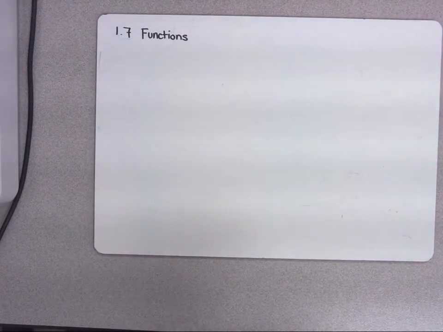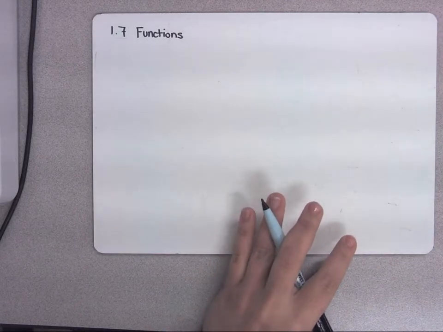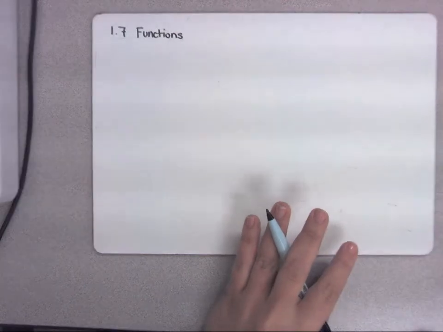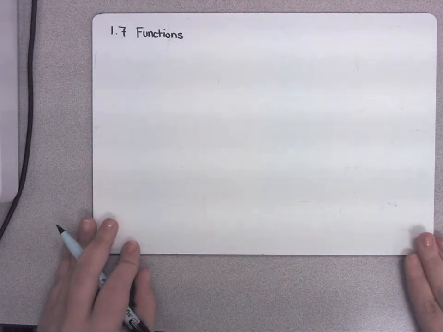Okay, so everything we learned yesterday in 1.6 is going to help us with everything we're doing today. So we're still going to see graphs, we're still going to see maps, we're still going to see tables, we're still going to see ordered pairs, which is why we learned it first, okay?